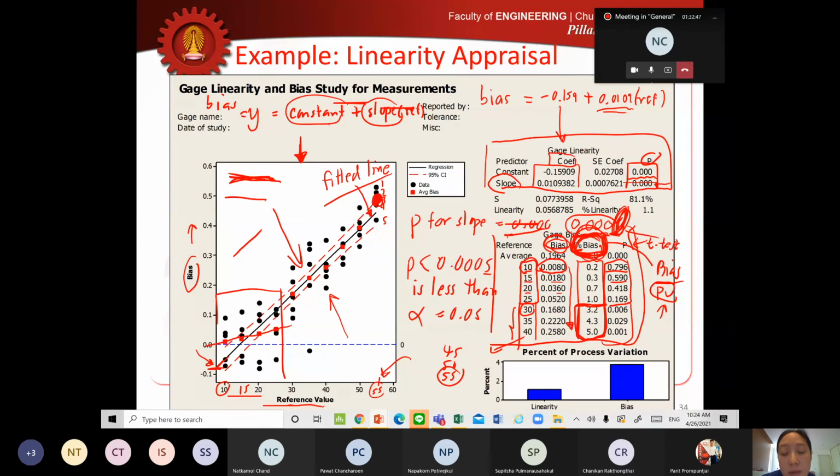Now let's take a look at reference value 40. Same question, accept it or not. Reference value 40. What is your conclusion?